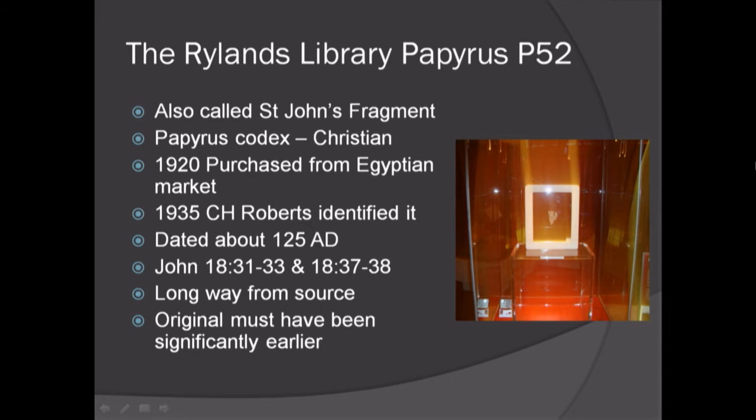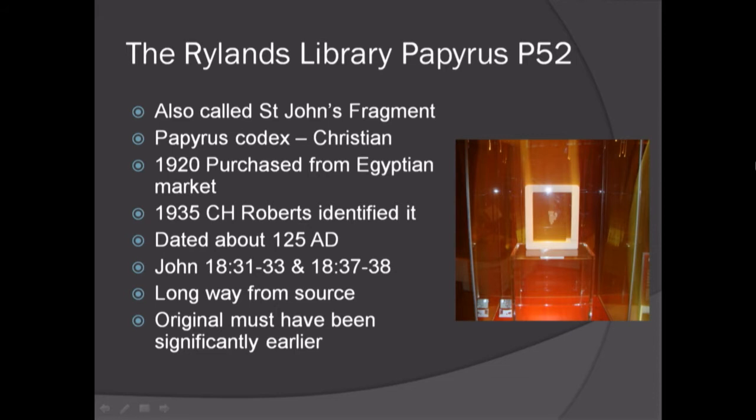In 1935, a man called Roberts identified it and dated it about 125 AD. He distributed it to several paleographers, and they all came back with the same date. It contains fragments of John 18, which is Jesus' trial before Pilate.